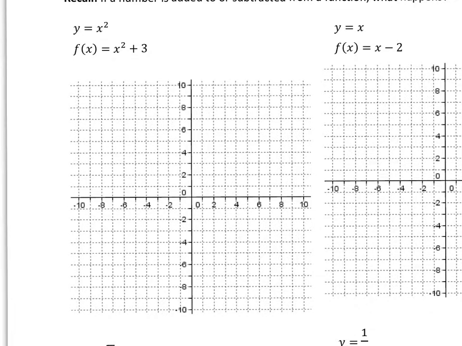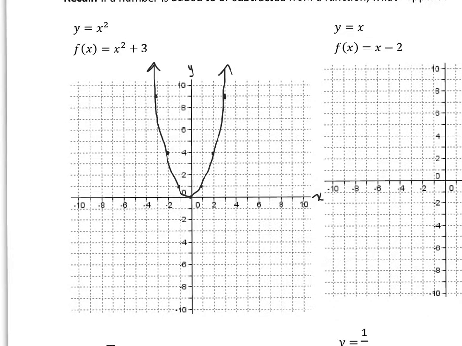So today we're going to talk about horizontal and vertical translations. We talked briefly about translations the other day, and so we're going to start with vertical translations. So this is what happens when something is added or subtracted to a parent function.